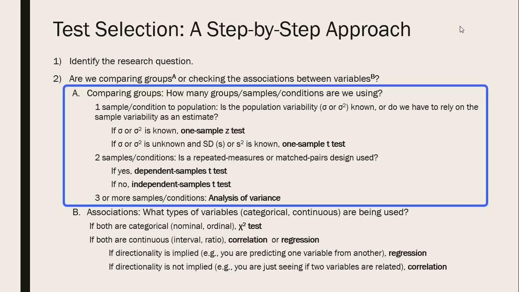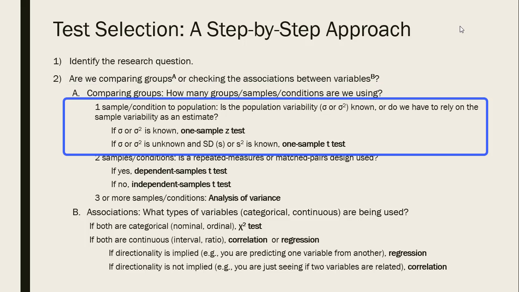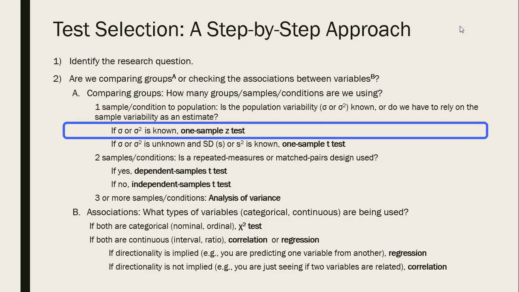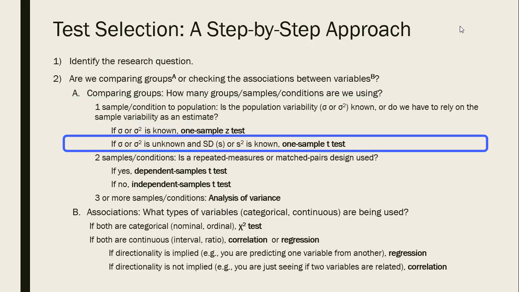If I'm comparing groups, then we go to 2A. And the next question is, well, how many groups or samples or conditions are we using? If we're using one sample or condition and we're comparing it to a population, it's either going to be a one sample z-test or a one sample t-test. And the question I have to ask at that juncture is, well, is the population variability, either the standard deviation or the variance, known? If it is, then I'm going to do a one sample z. If it's not, then the next question is, well, can I use the sample estimate for the variability? And if so, then we would do a one sample t.